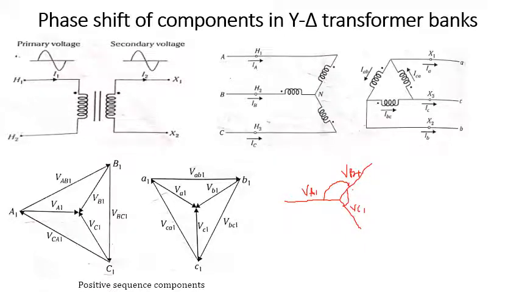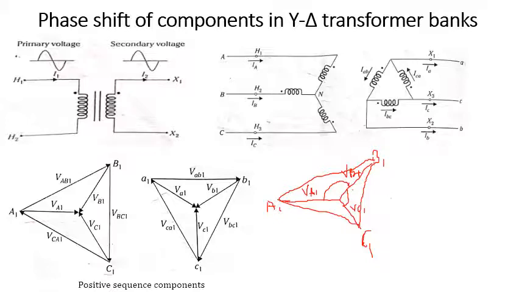Right. So what will happen? This is the terminal which you can consider as A1. This is the B1 terminal. This is C1. Join these things, from here to here, and from here to here, and from here to here. What is the common between these things?